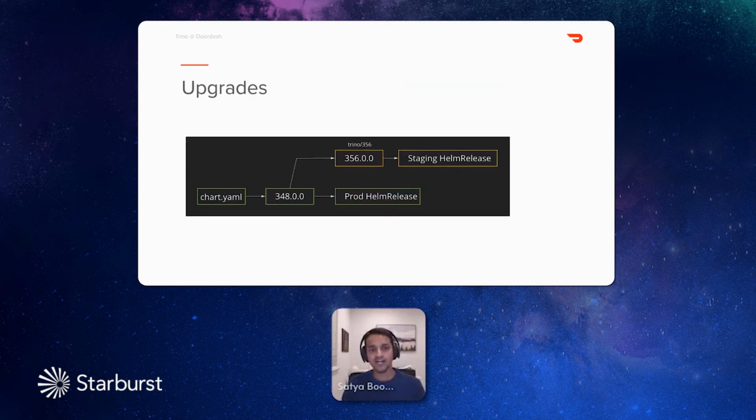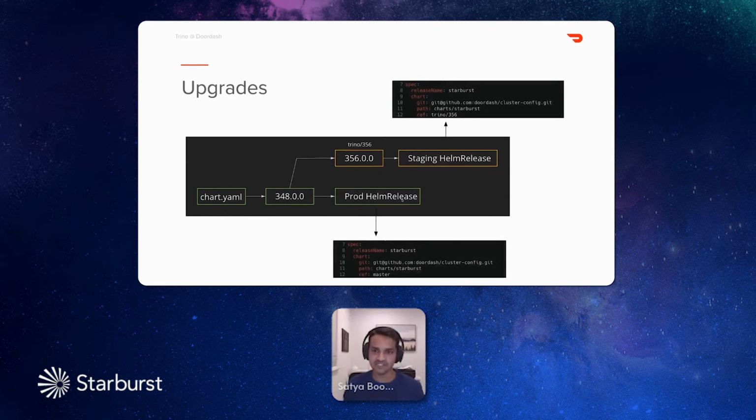So how do we handle the upgrade? This is the neat part. It has been working out really well for us because we are using the releases. We are using the Helm release. Anytime you want to change something, for example, recently we did a major upgrade from 348 to 356.